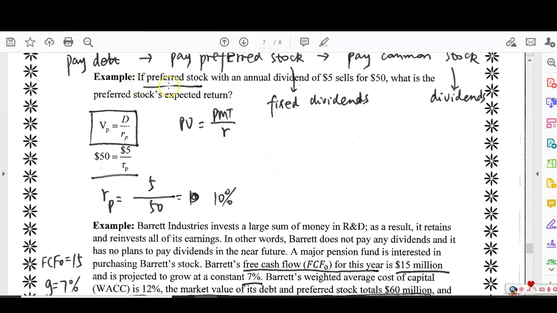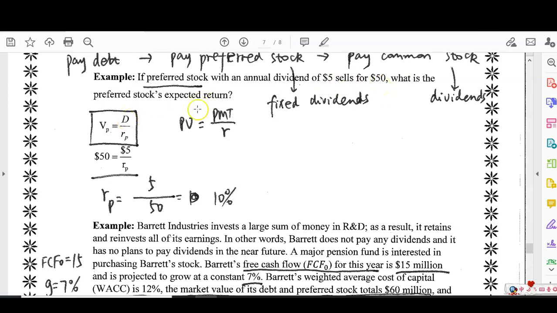For example, if we have a preferred stock with an annual dividend of $5 selling for $50, what is the preferred stock's expected return? Here we know we have $5 dividend paid out every year. The stock price is 50. We only look for the return.